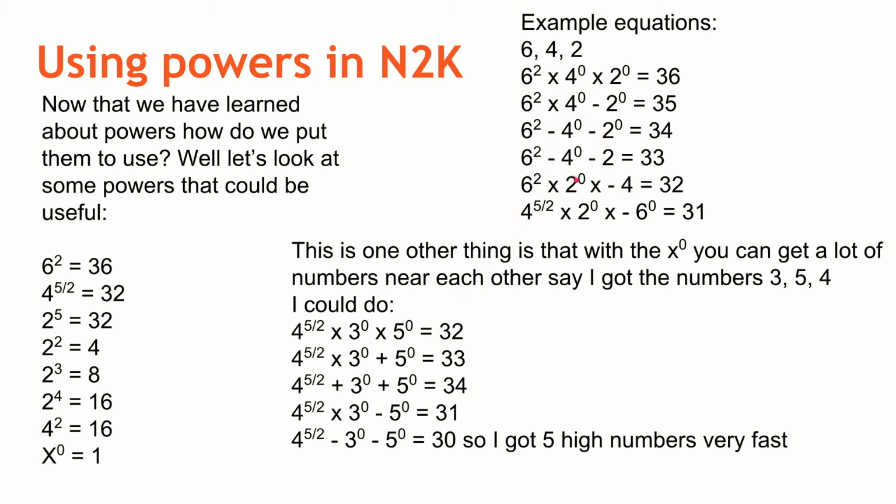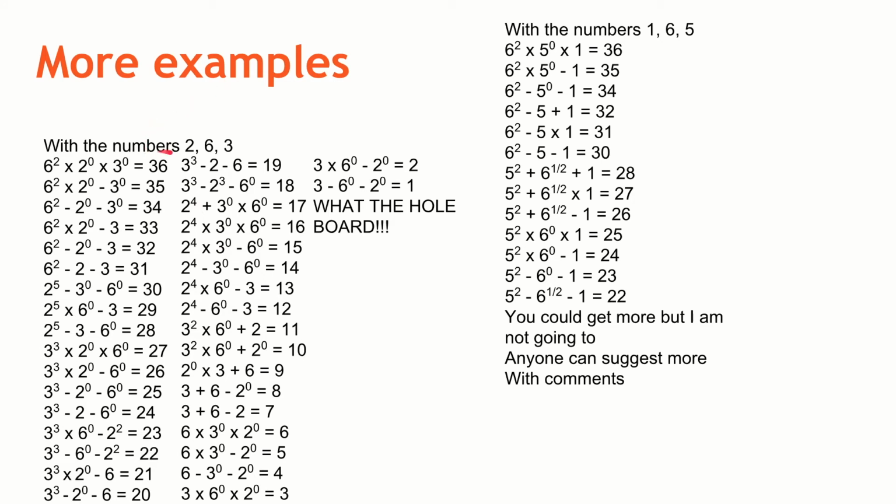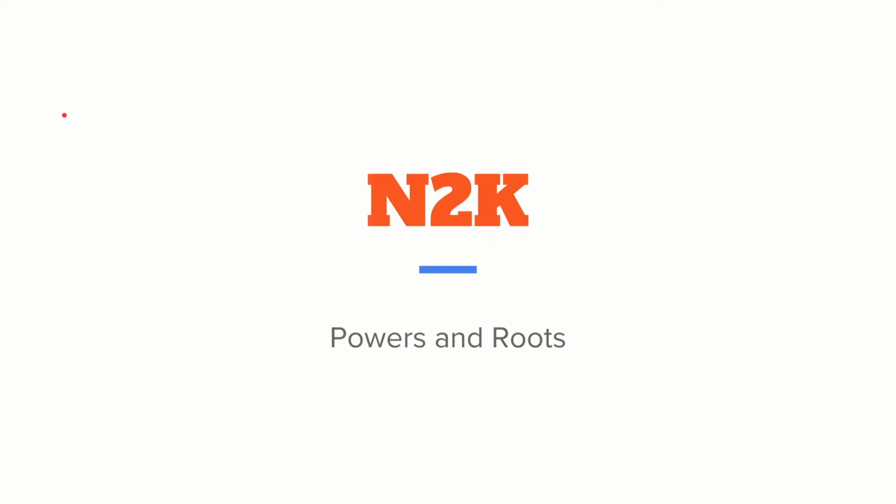And here's a few more example ones that you can look at. Here's a lot more examples. So with the numbers 2, 6, and 3, I made examples for the entire board. It's not possible with every number, but 2, 6, and 3, I mean, if you want, you can come and check them. But I'm pretty sure they're all right. I didn't double check them. And 1, 6, and 5. Awesome. I got a bunch of them. You could get more, but I wasn't going to write more down. And if anyone wants to suggest more examples in the comments, I very well may add them. If I find that they're wrong, I'm not going to add them. But if they're right, I very well may add them.